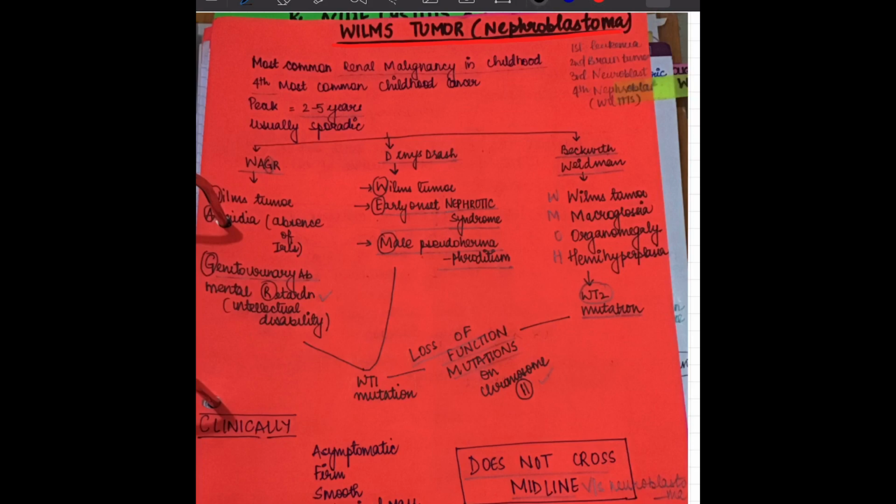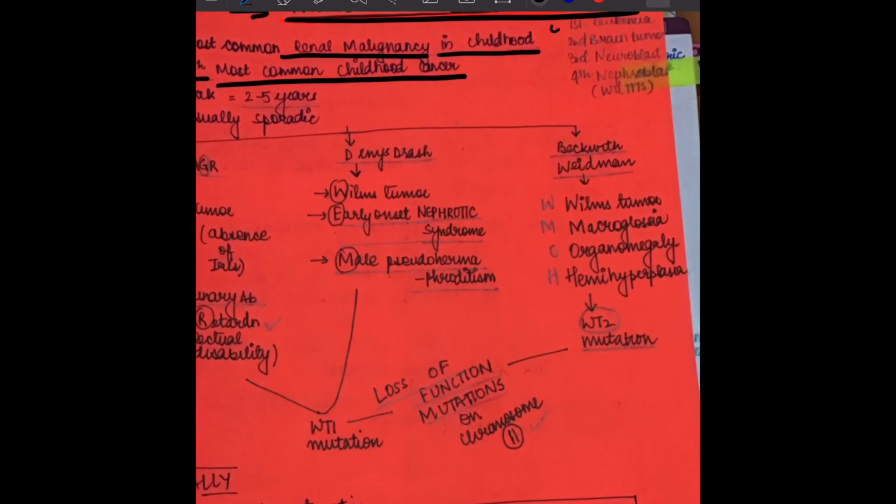Wilms tumor is very common in children. It is the most common renal malignancy in childhood. It is the 4th most common childhood cancer. So I told you the top 3. First is leukemia, then the brain tumor, then neuroblastoma, and the 4th one is the nephroblastoma, that is the Wilms tumor. You have to remember the sequence in which these appear.